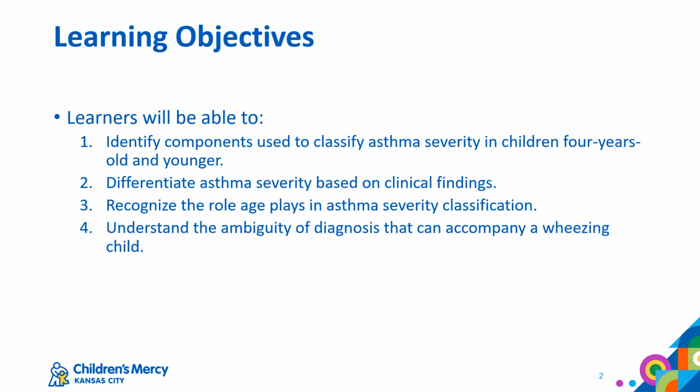By the end of this lesson, learners should be able to identify components used to classify asthma severity in children 4 years old and younger, differentiate asthma severity based on clinical findings, recognize the role age plays in asthma severity classification, and understand the ambiguity of diagnoses that can accompany a wheezing child.